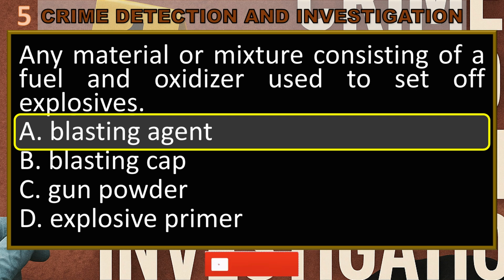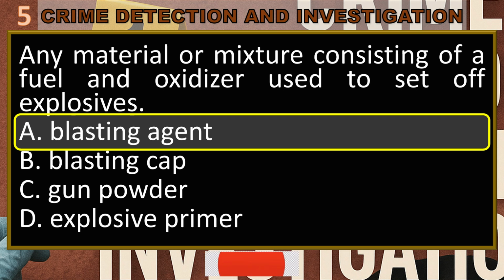Reason for the chosen answer, A. Blasting agent. A blasting agent is defined as a material or mixture consisting of a fuel and an oxidizer that is designed to initiate or support an explosive reaction when properly detonated. It is commonly used in mining, quarrying, and demolition. Blasting agents are not sensitive to heat, shock, or friction alone, and they require a detonator or primer to initiate the explosion.